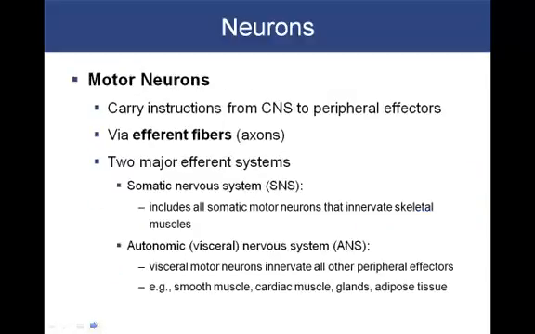Motor neurons will carry instructions from the central nervous system, the brain and the spinal cord, to the peripheral effectors. And this is, of course, via the efferent division, or the efferent fibers. We've already seen that there are two major efferent systems. We have the somatic, you should think skeletal muscles, and we have the autonomic, and with that you should think smooth and cardiac muscle, as well as some others.